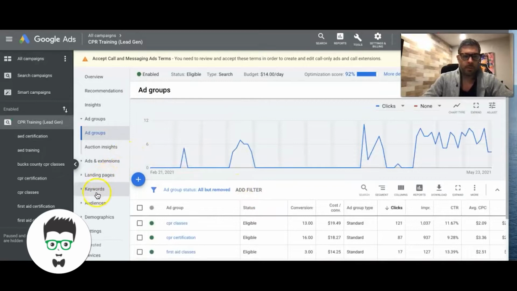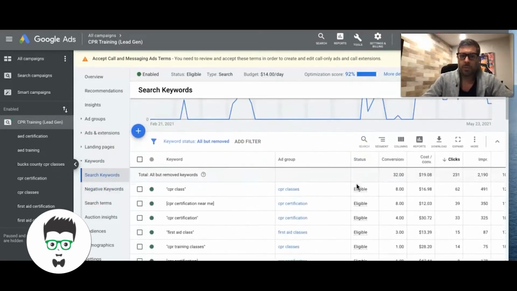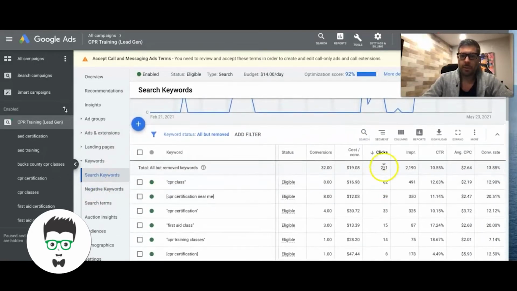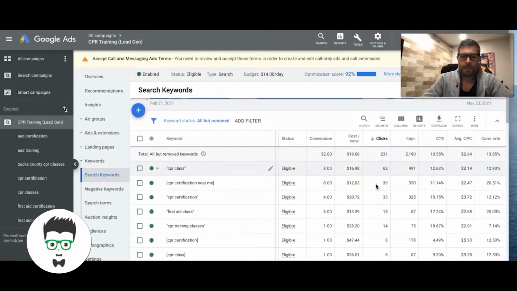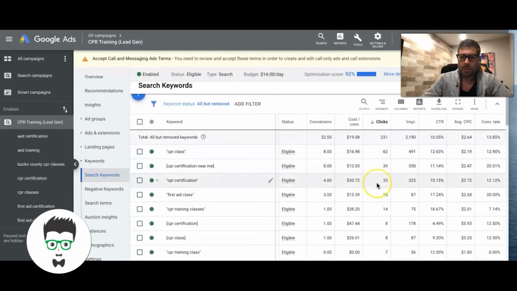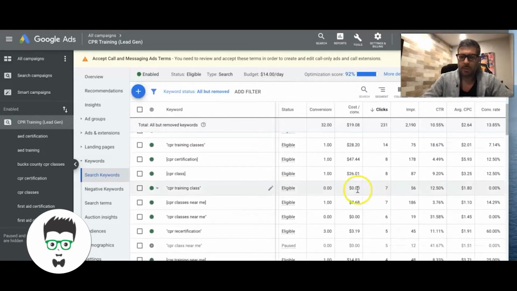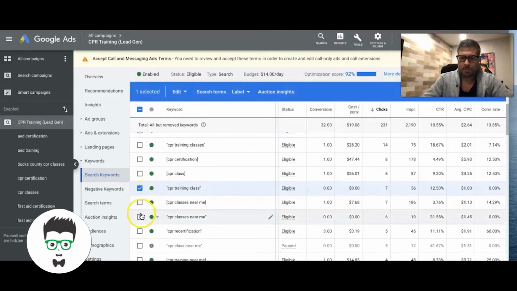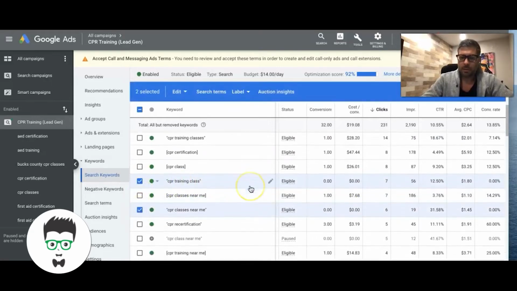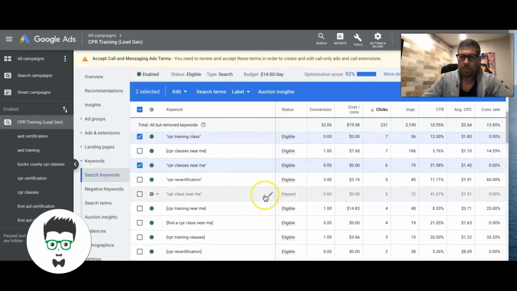So we're going to go into the campaign, go into keywords. Now we're just going to sort and look by clicks, which I already have done, and we're going to see what is wasting money. All right, so 7 clicks, no leads. I'm just going to cut that. 6 clicks, no leads. I'll cut that. I won't go really below 5.